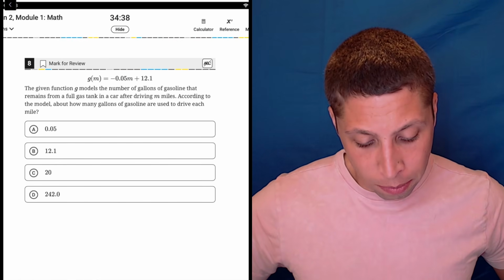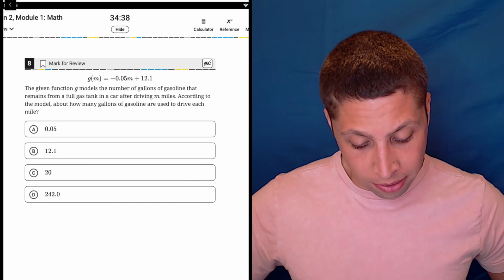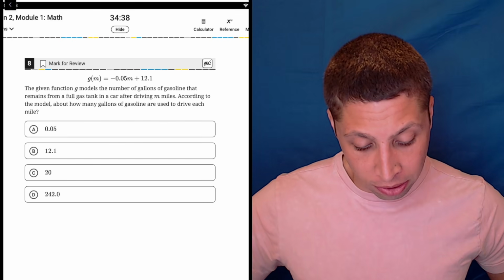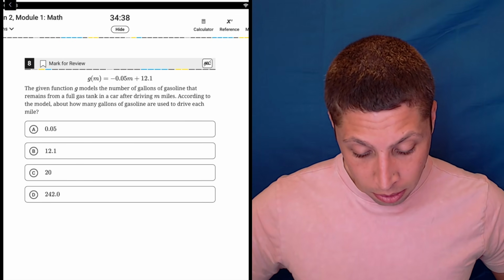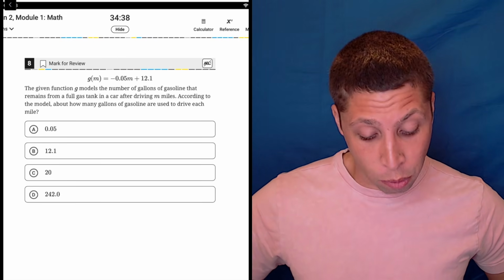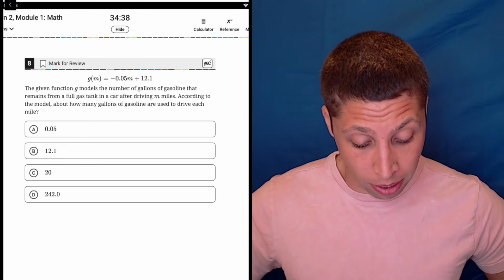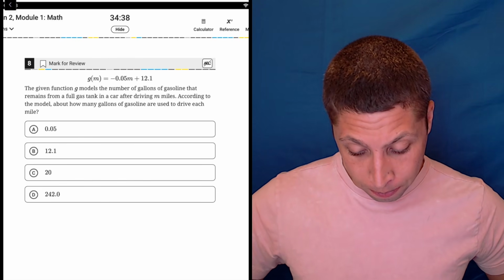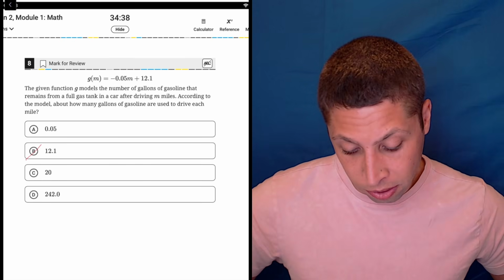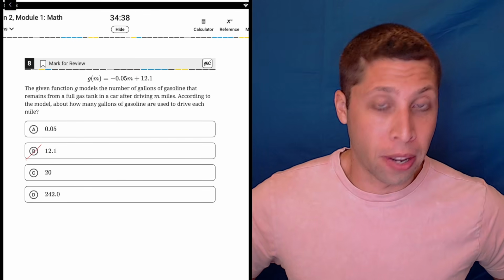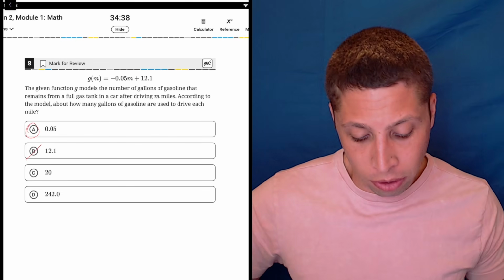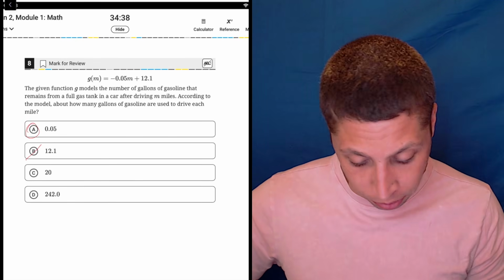The given function g models the number of gallons of gasoline that remains from a full gas tank in a car after driving m miles. According to this model, about how many gallons of gasoline are used to drive each mile? Okay, let me just make sure I got that. So if this is a linear equation, then the 12.1 would be the starting point, the number of gallons in the tank. So that's not it. And then how many would be used to drive each mile? I guess it's 0.05, because you're multiplying that by the number of miles, and that's in the position of the slope, right? So that's a rate, and that's what it sounds like in the question. Each mile sounds like a rate, and so this would be a rate as well. Okay.